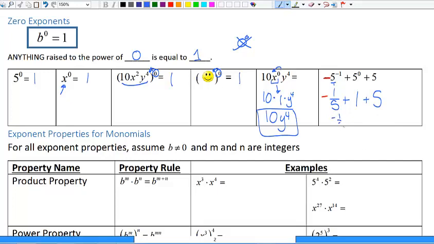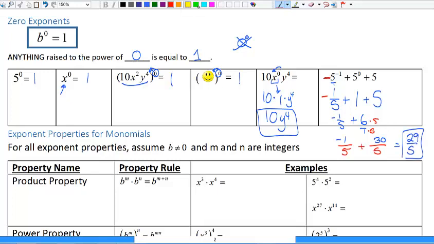So I have negative 1/5 plus 6, so I need to get a common denominator of 5. On the first one, I don't really multiply by anything. On the second one, I'm multiplying by 5 over 5, which is 30, which gets me 29/5.